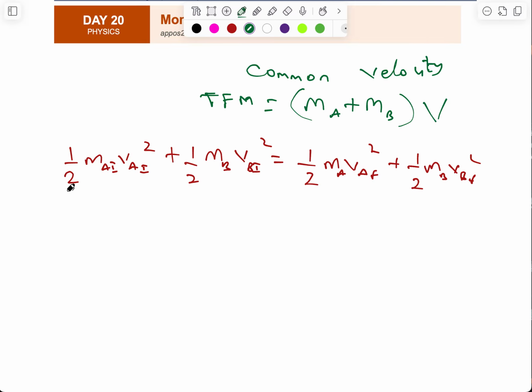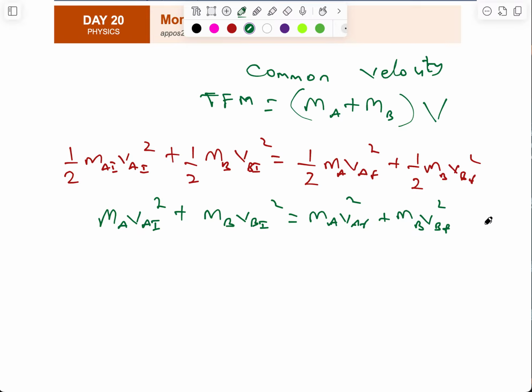And this one half is common, so you can just get that out. So you have at the end of the day, MA VA initial squared plus, where in this case now, V is going to be the speed, no longer the velocity. So that will be MB VBI squared equals MA VAF squared plus MB VBF squared. So what this implies is that this is only going to be true for elastic collision.